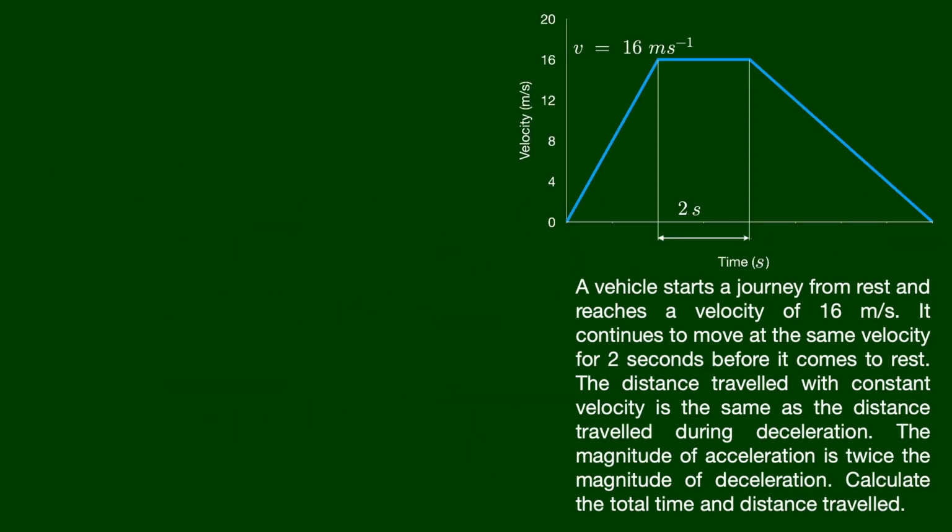Let's draw a velocity time graph. We do not have all the information to draw a complete graph, but let's use the available information to do a sketch as shown on the screen. The distance traveled with a constant velocity is the same as the distance traveled with deceleration. Therefore, area A2 is equal to area A3.